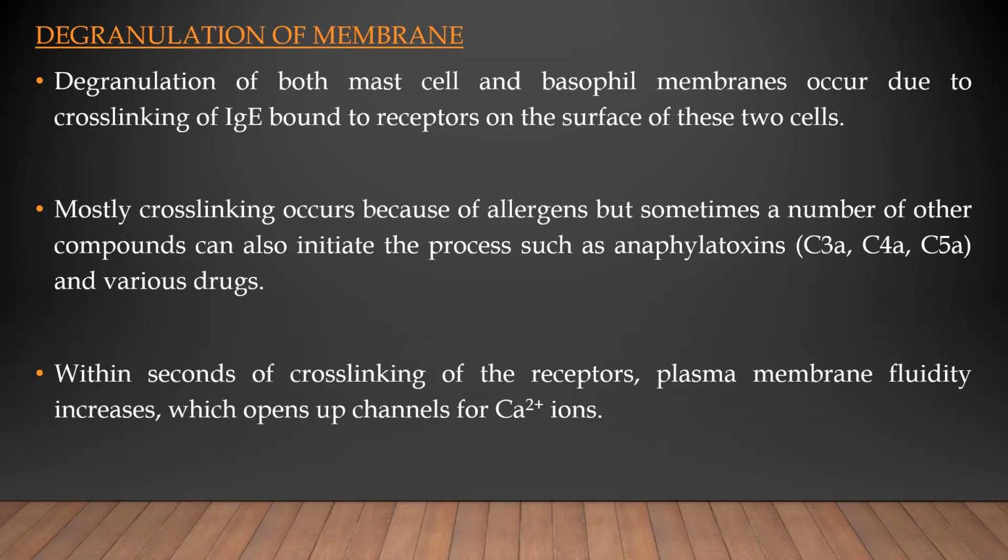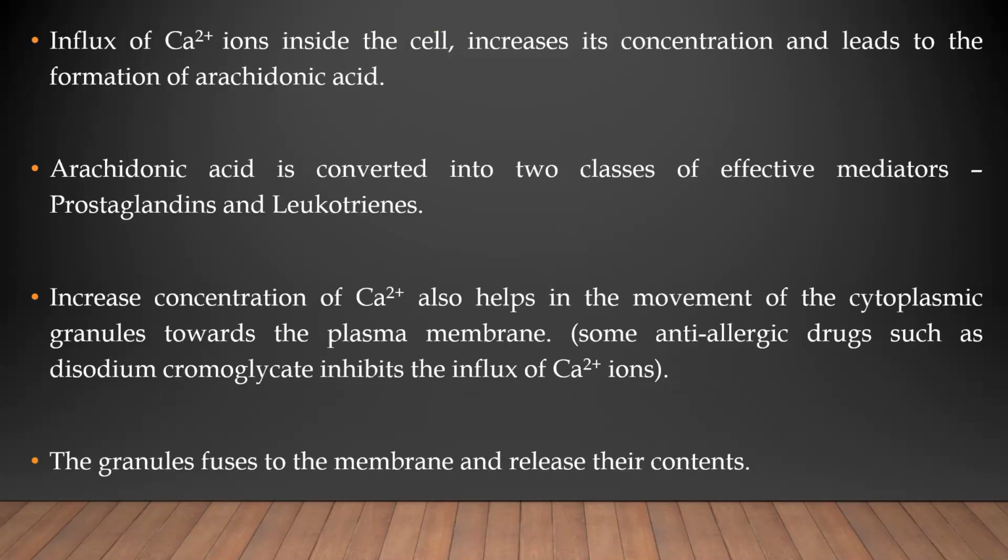So here, what happens? Immediately after the cross-linking of IgE, the cell is going to open up ion channels so that calcium ions can enter from outside towards the cytoplasm of the cell. Once the calcium ion enters the cell, the concentration of calcium ion automatically increases. All right, so calcium ion is entering the cell, the concentration increases. This high concentration of calcium ion is going to lead to the production of a very important fatty acid, which is called arachidonic acid. Now, what is the importance of arachidonic acid? Arachidonic acid is going to help in the production of two classes of very effective mediators. These are called prostaglandins and leukotrienes.